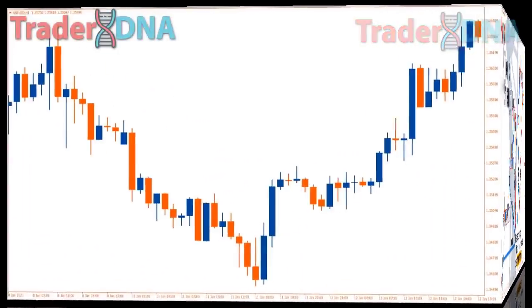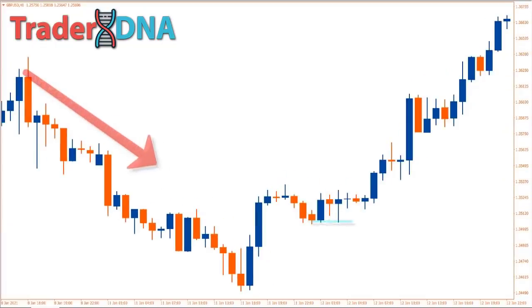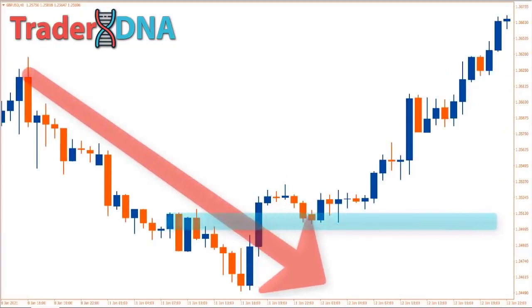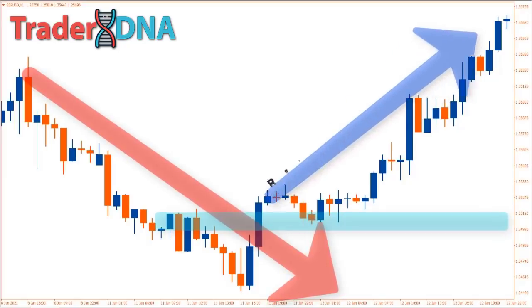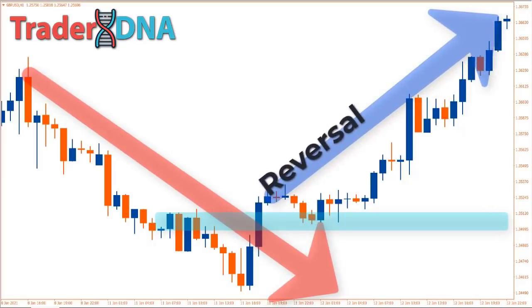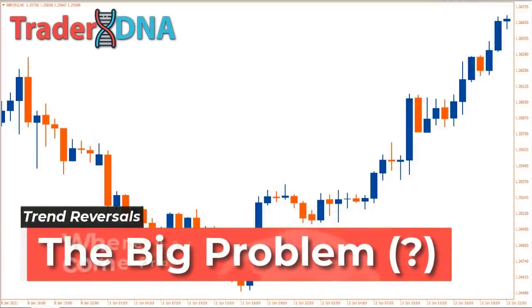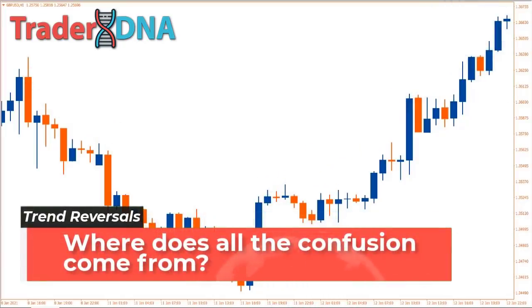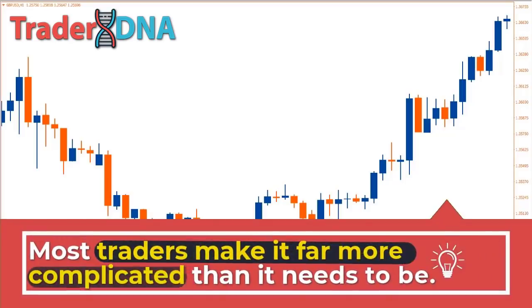So many traders are confused about how to identify trend reversals in the Forex and stock markets. However, trend reversals are not hard to spot. Most of the time they are as obvious as night and day. So what's the big problem then? Where does all the confusion come from? The problem is this. Most traders make it far more complicated than it needs to be.